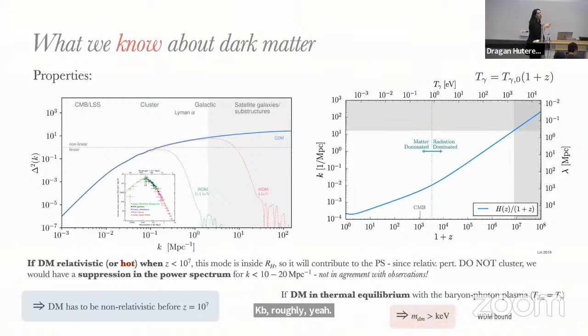Yeah, so this one is not allowed, right? Yeah, this is too hot when it enters. So it's too relativistic when it entered the Hubble radius, so it's going to cause a suppression of the power spectrum where we know it should not have. Yeah. But if it's 1, if it's 2 here, it really depends on details of the model and the calculation.